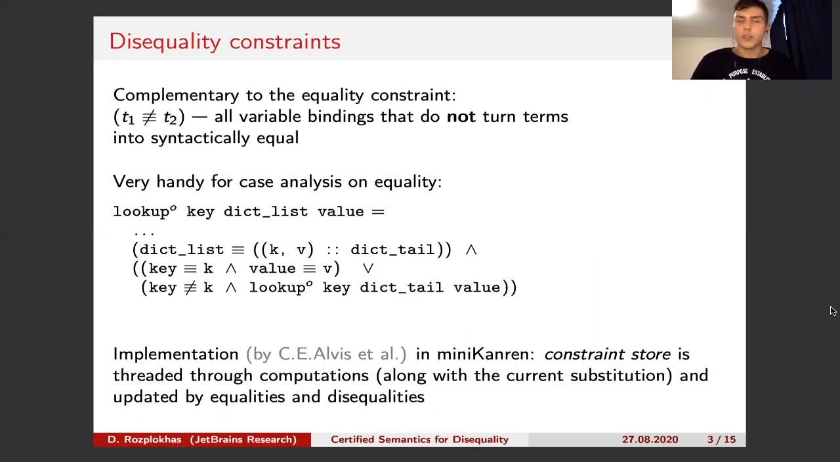Let's start with the question of what disequality constraints are. Basically, it's a constraint that is complementary to the standard equality constraint in miniKanren. It specifies that in the result, all bindings of logical variables should not turn two given terms into syntactically equal ones. It can be very useful to write relations in miniKanren, in particular for case analysis on equality. The basic example for this is the following lookup relation, which relates a key and a value in some dictionary represented as a list of pairs.